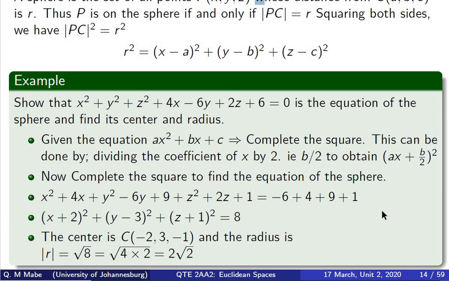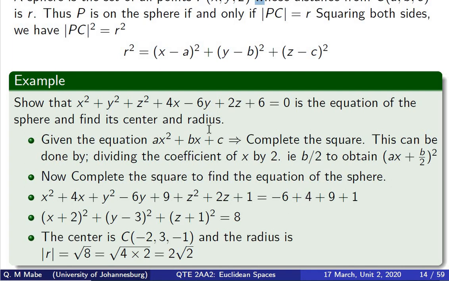So what we're doing here is that in this step we have x squared plus 4x. But x squared plus 4x, if we divide 4x by 2, we have x squared plus 4x plus 4. I should have added 4 here. But because we're adding 4 on the left hand side, we also need to add it on the right hand side.